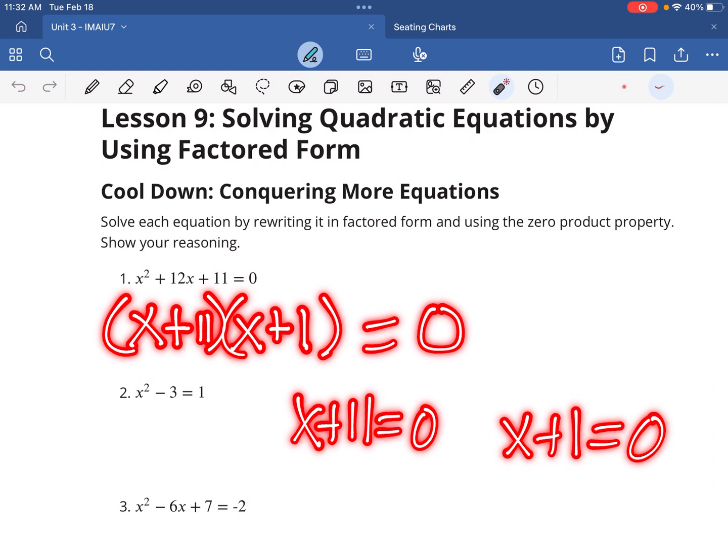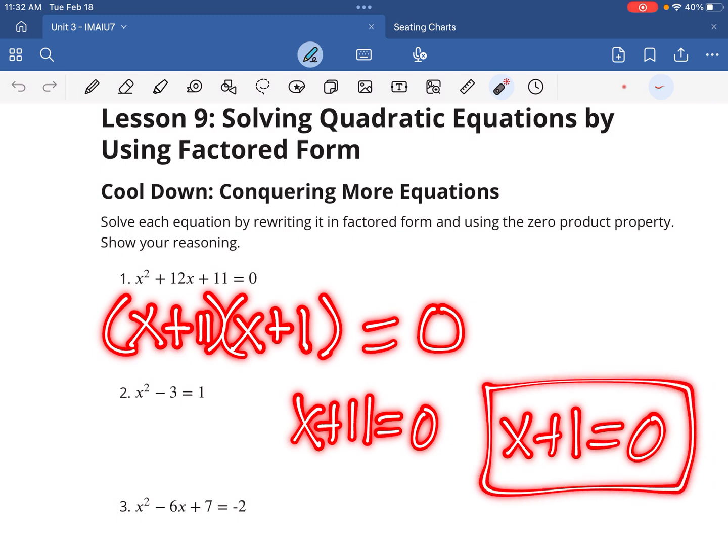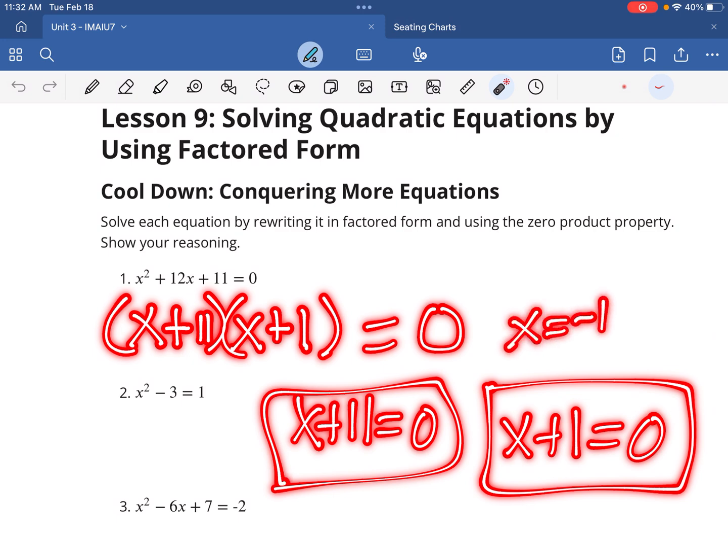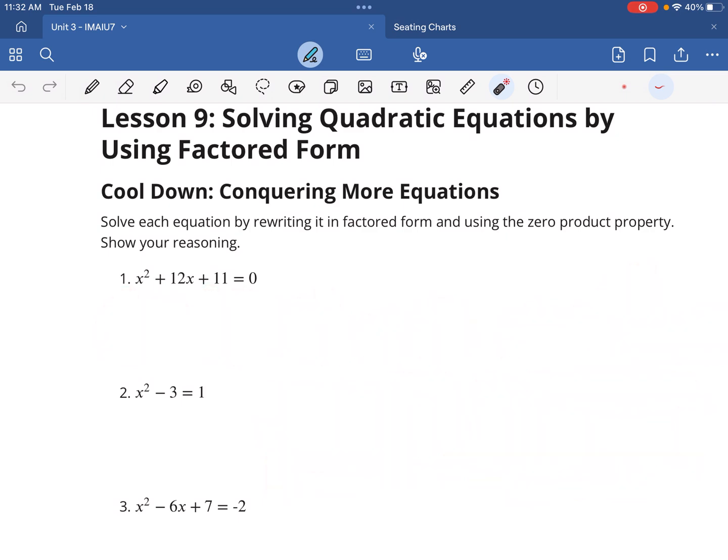Or again, what plus 1 equals 0? Well, it's negative 1. Same thing here. The answer to this is negative 11. So for this one, we would say x equals negative 1, or x equals negative 11. You could even write the word or in between those two. Doesn't really matter. And that's what you've got to do.